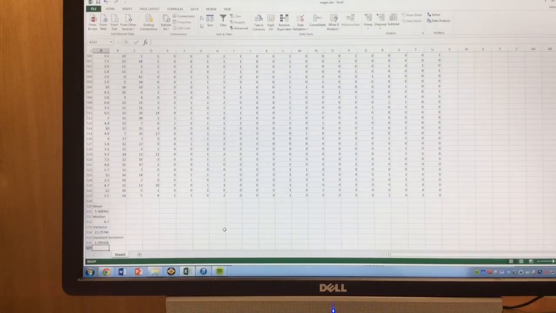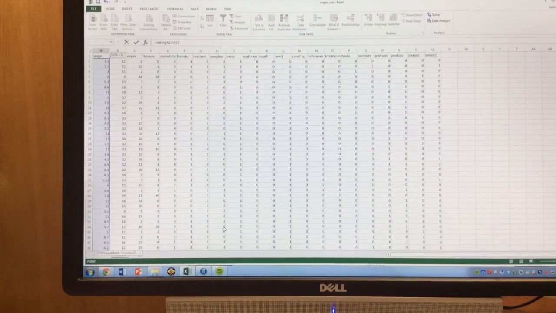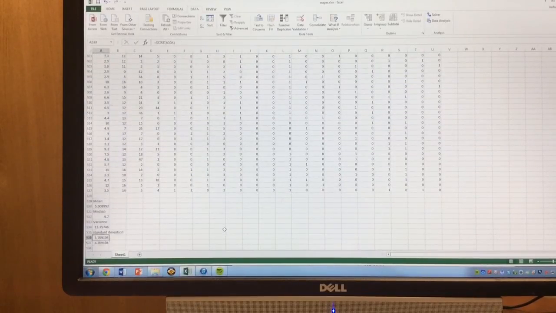Now let's do this through the command. So equals standard deviation, and I'm going to highlight all of these, and I get the exact same number. So that's how we find the summary statistics for wages, the mean and the standard deviation. That will tell us a lot about the shape of the data. So that's how we do summary statistics, and it's not too bad.